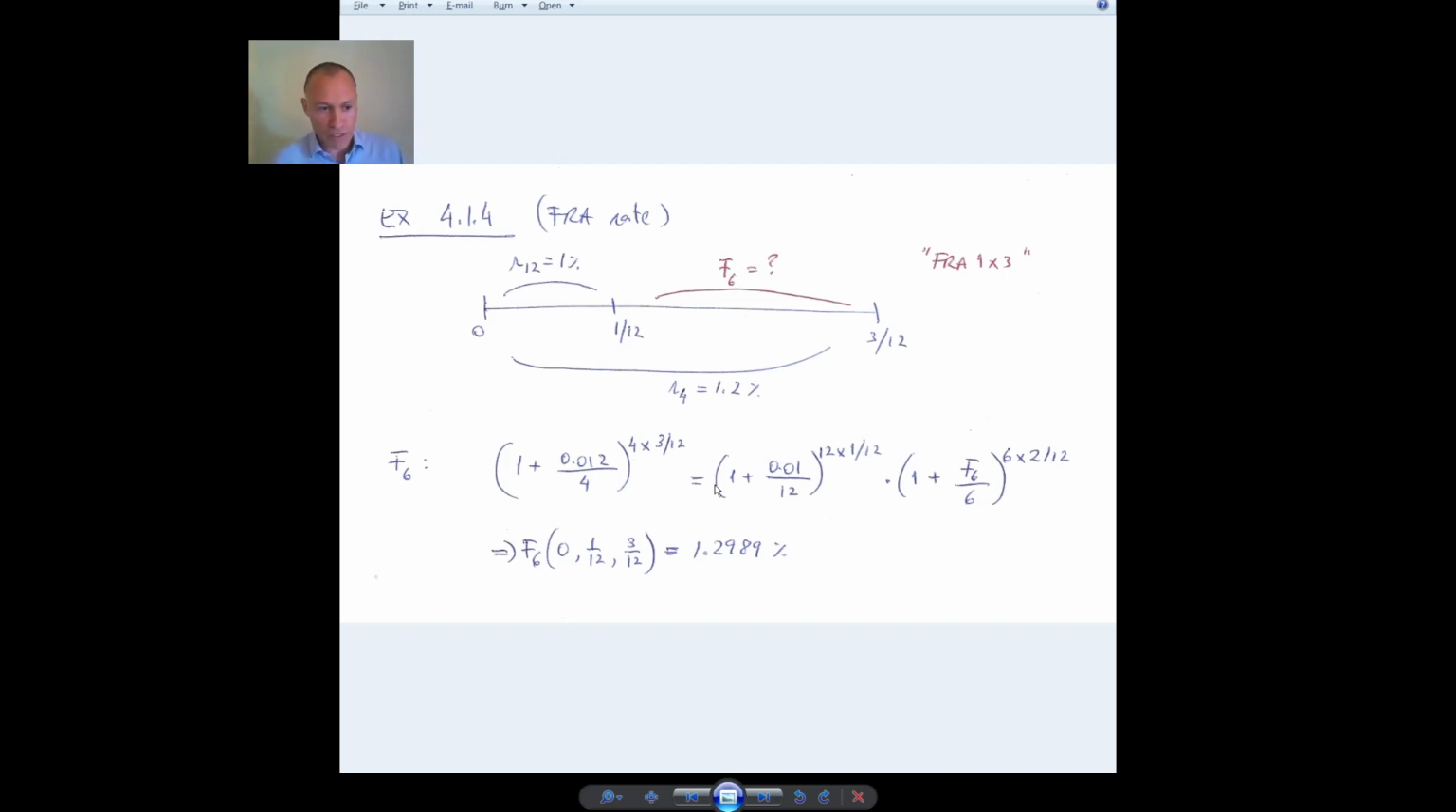So let's compute the forward rate. Compounding from here to here using this rate, which is this left-hand side, has to equal compounding once with this rate, this term here, and then compounding a second term with this forward rate here. Okay, so solving for this F gives me the rate that I should write in the forward contract.